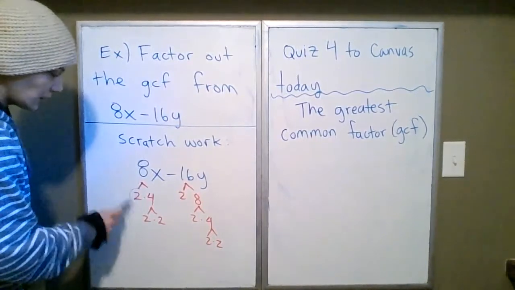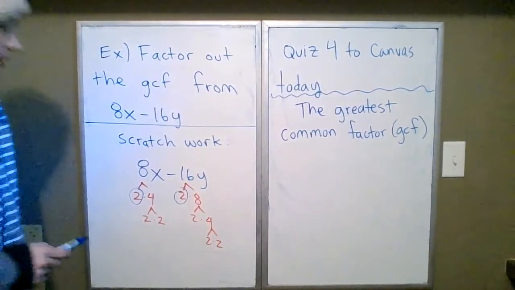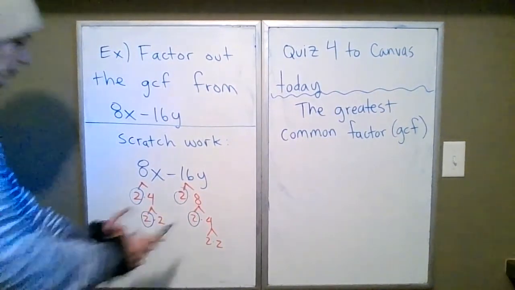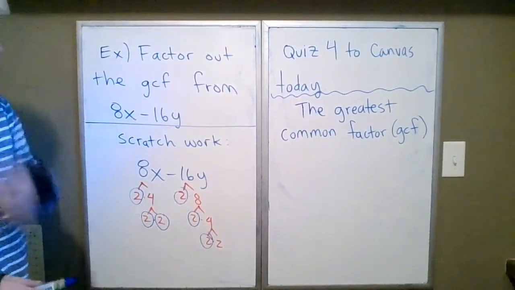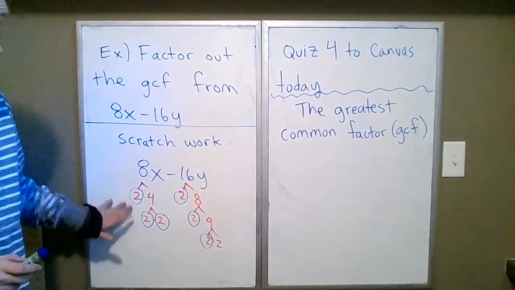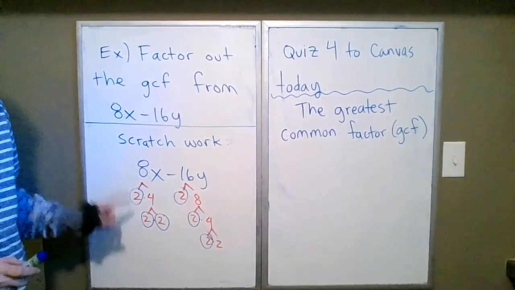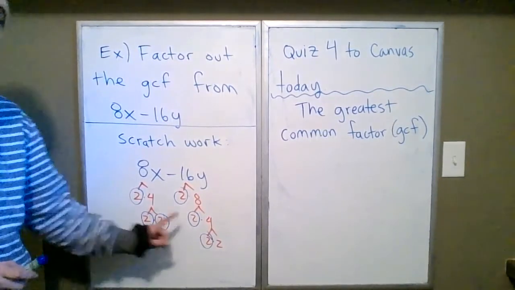So there's a 2 common to both terms. And there's another 2 common to both terms. And another 2 common to both terms. So a common factor is 2. And then in this case, with the greatest common factor, we're taking the least of that factor, which is these 3 over here versus the 4 over there.